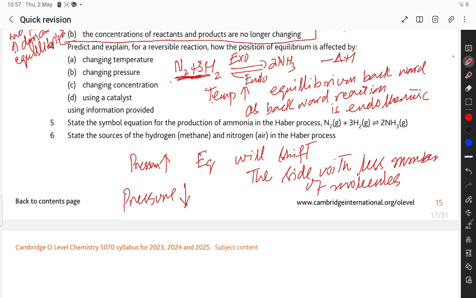Using a catalyst does not change the equilibrium position; dynamic equilibrium is reached earlier by lowering the activation energy, without the catalyst being used up itself.